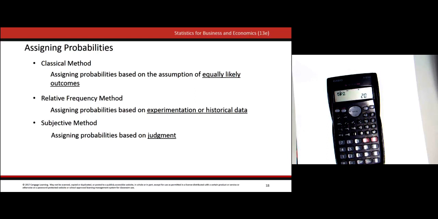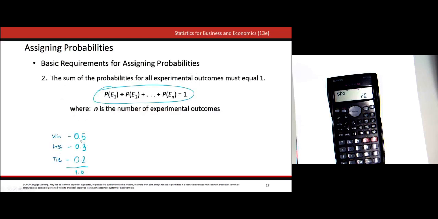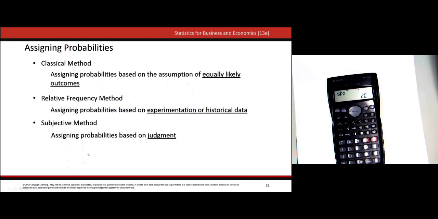Or you may be expert in one area, such as in football. You may be expert and using your judgment, you can use some historic data and your judgment to assign these probabilities. So in this case, the assigning probabilities is based on the judgment.